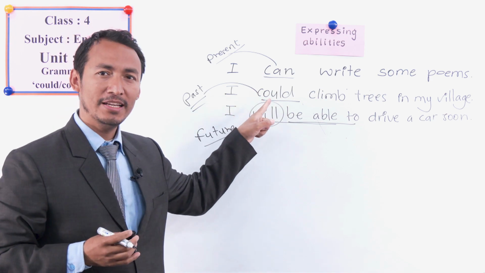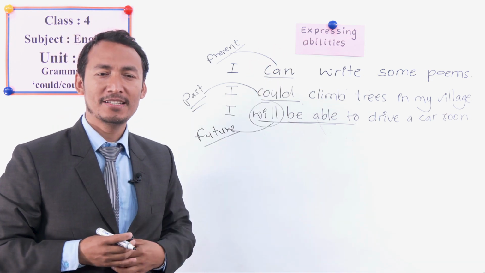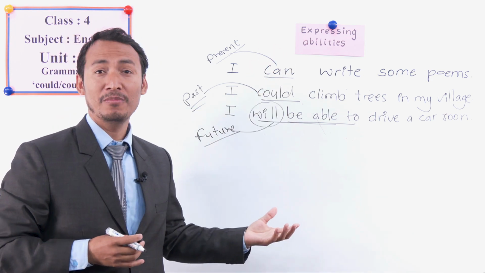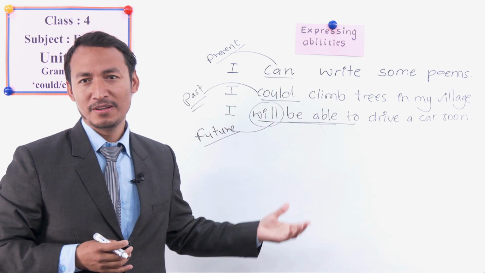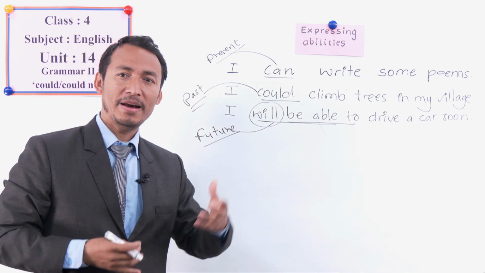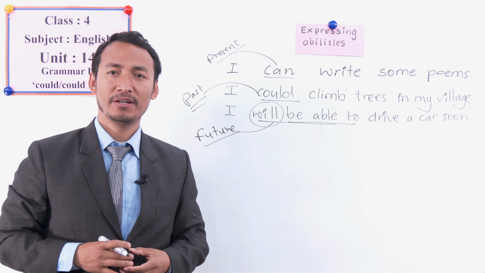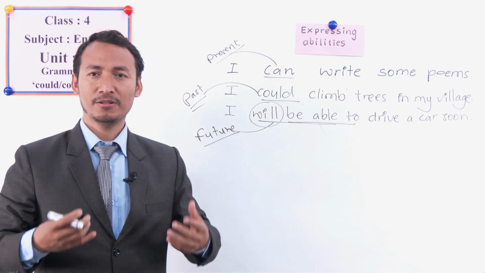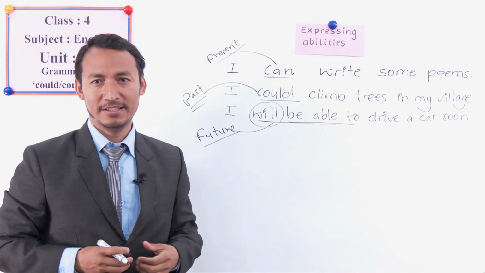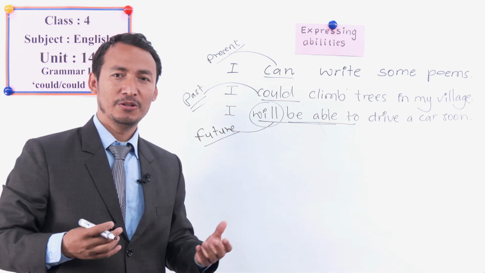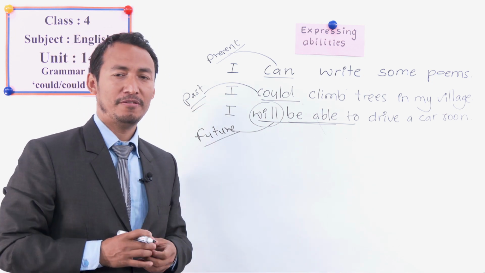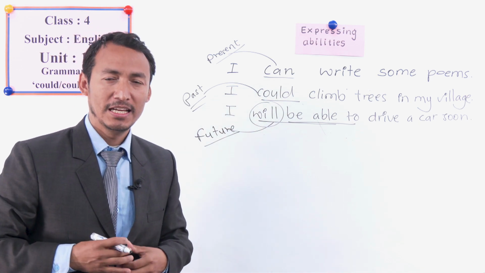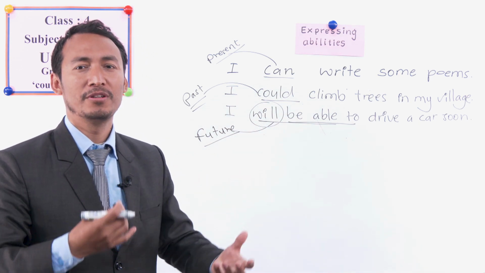If you want to talk about the past, about your family members or your grandfathers, your father, mother, they might have had different abilities when they were young. So you can say that my father could cross a big river easily. My father could climb trees, very high trees, easily. Likewise, you can describe what they could do.